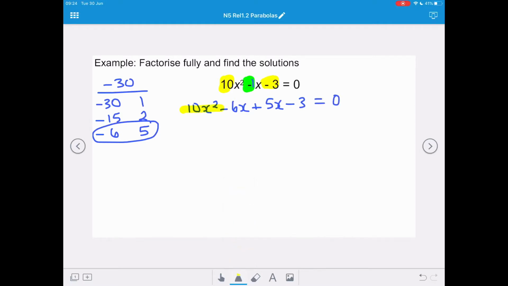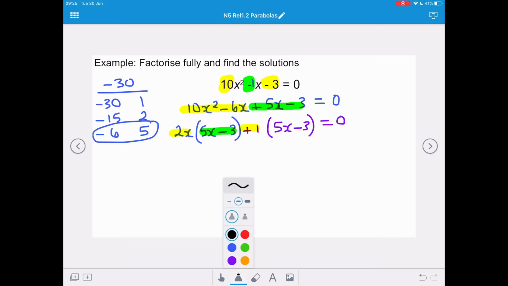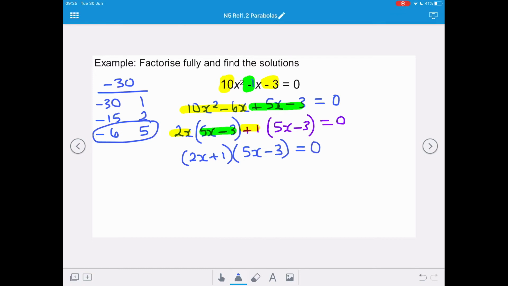So we look at the first two terms and look for the highest common factor, and it's going to be 2x, and that's going to be upon 5x minus 3. Then we're going to look at the second two terms, which is our plus 5x minus 3, remembering we want a repeated bracket, so we're just going to have a highest common factor of plus 1 upon 5x minus 3, and all that's going to equal 0. So our first bracket is going to be 2x plus 1. And that's going to be upon 5x minus 3, and that's going to equal 0.